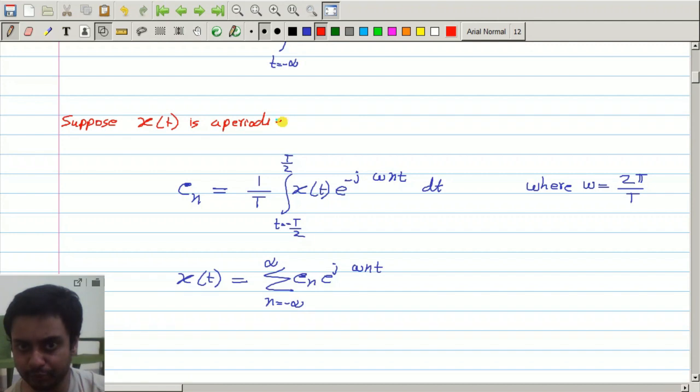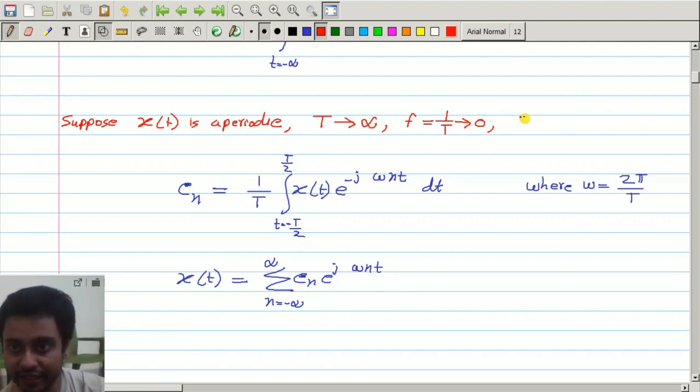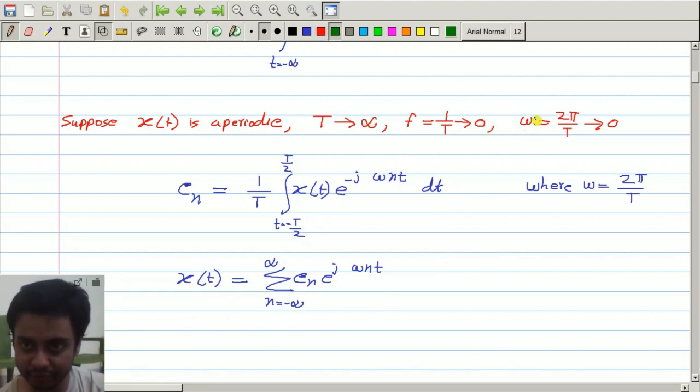That means it is periodic with time period very large, tending to infinity. That means the frequency 1 over T tends to 0, and the fundamental angular frequency omega, which is 2 pi over T, will also tend to 0. Let me use a different symbol in place of omega. Let me write delta omega, so that it reminds me that the value of this quantity is close to 0. Although the definition is the same as usual, 2 pi over time period, this delta symbol is only to remind me that the value is close to 0.